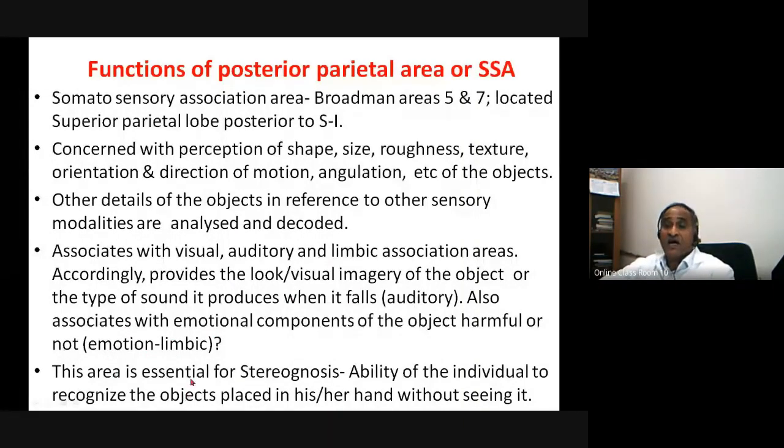And this is the area which is necessary for stereognosis. Stereognosis is identifying the structure. Say, for example, if I close my eyes and you ask me to hold this, I will say that it is a pen. With these attributes, I will say that it's a ballpoint pen, without any cap, with a pressure clip. This is known as stereognosis. Without this area, stereognosis is not possible. That condition is known as astereognosis.